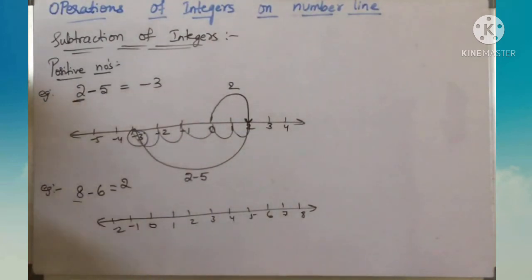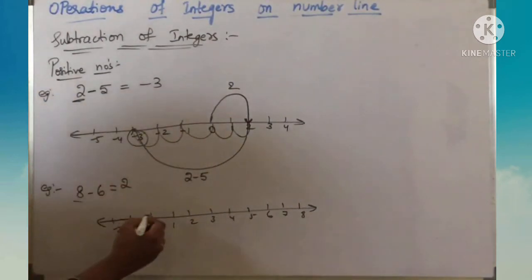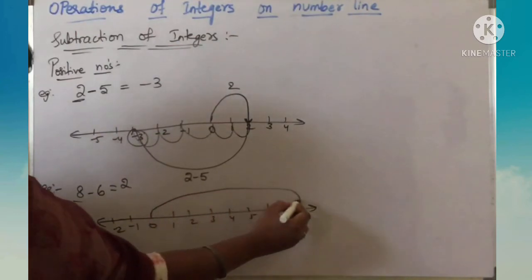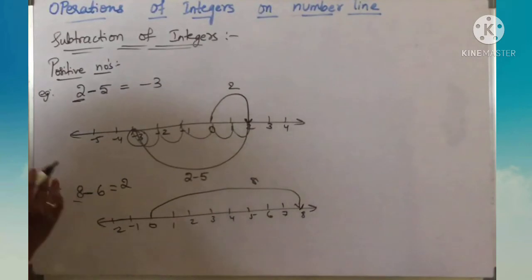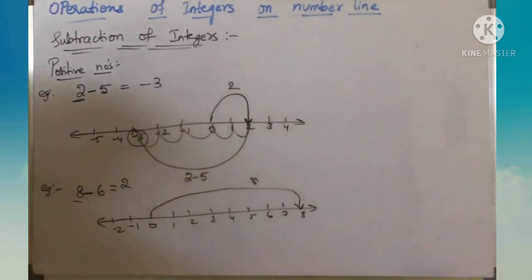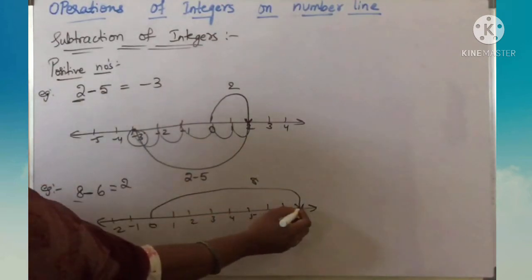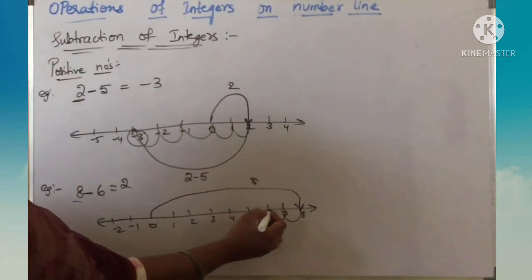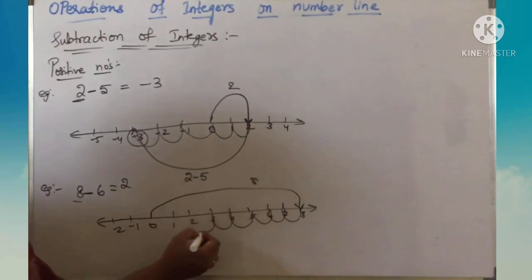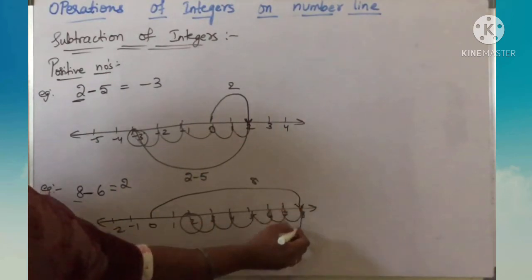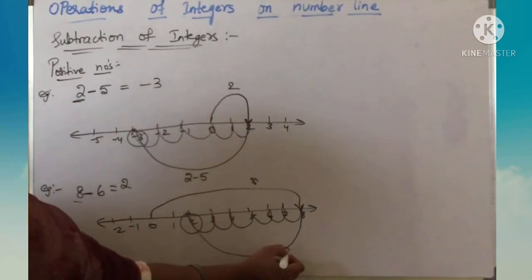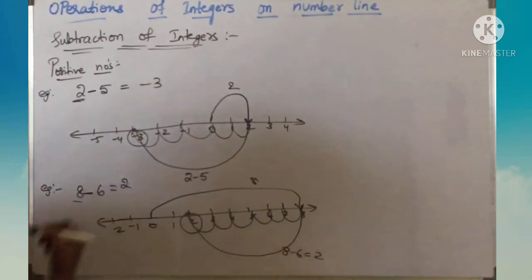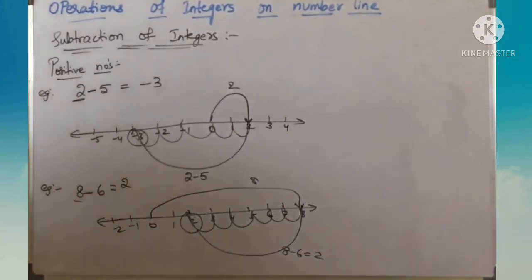First locate first number on the number line 8. How to locate 8? From 0 to 8. This is 8. Okay. Then minus 6. Minus means we should move to left side. How many places we should move to left side? 6 places. So I will do subtraction from down, children. 1, 2, 3, 4, 5, 6. So 8 minus 6 will give you 2. Finally, we get 8 minus 6 as 2.